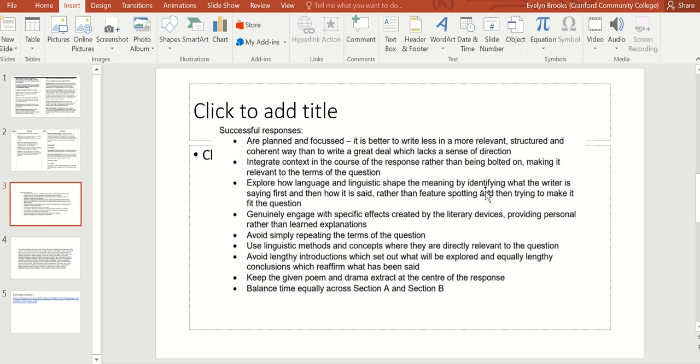Integrating context in the course of the response rather than being bolted on, making it relevant to the terms of the question. So again, when I said to you last time, don't just tell me random things about Dickinson and say, oh, well, you know, she might have fancied her sister-in-law. Make sure that it's relevant. You guys are taking that on board.